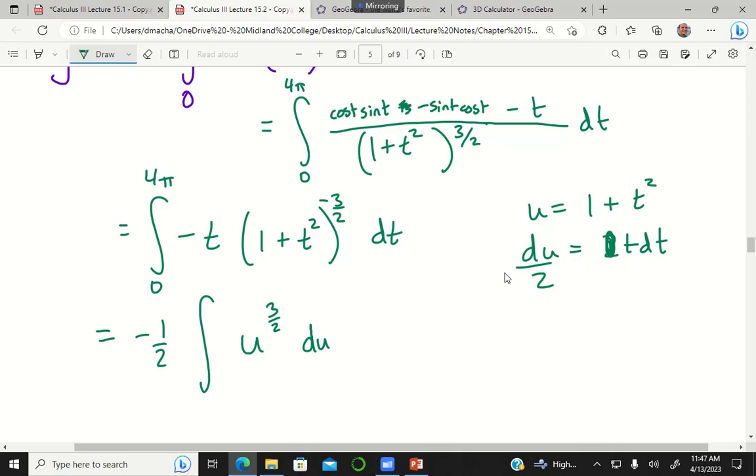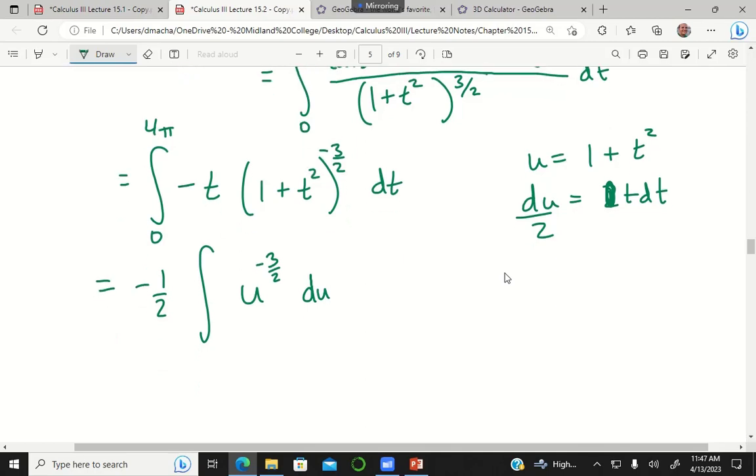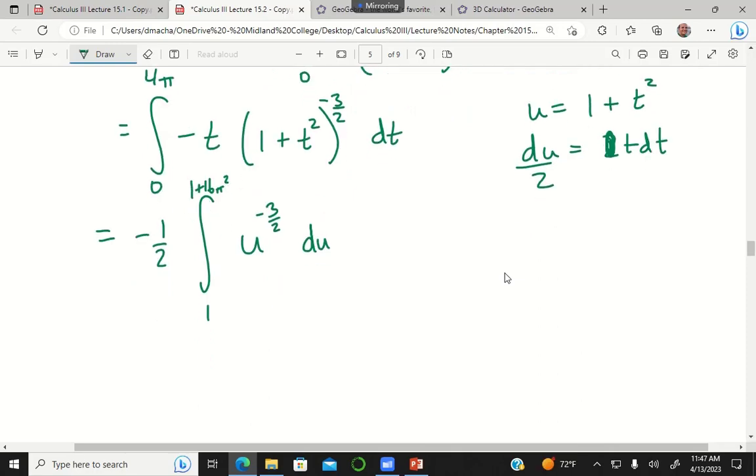Very lucky that you guys are paying attention and catching my mistakes. So if I plug in 0, then 1 plus 0 squared is 1. If I plug in 4 pi, then I get 1 plus 16 pi squared. So the bounds kind of got nasty, but you can see where to go with this. This is clearly just an antiderivative power rule, and you could plug in and eventually get your answer.